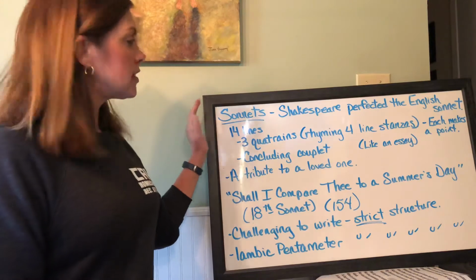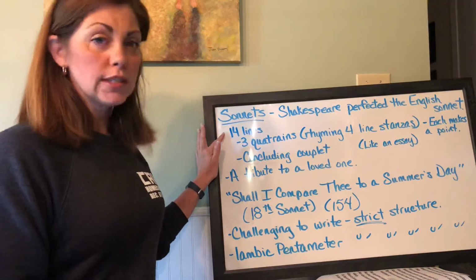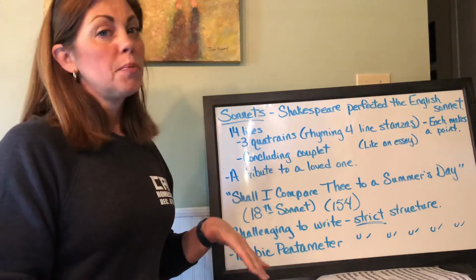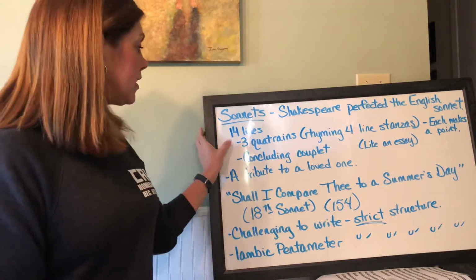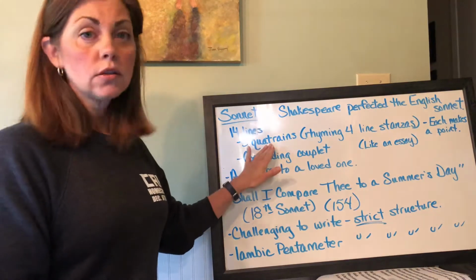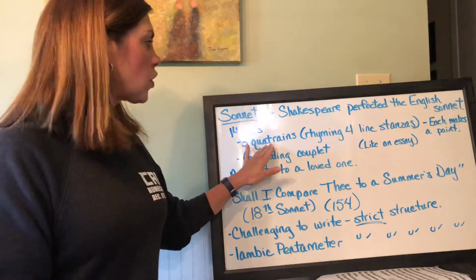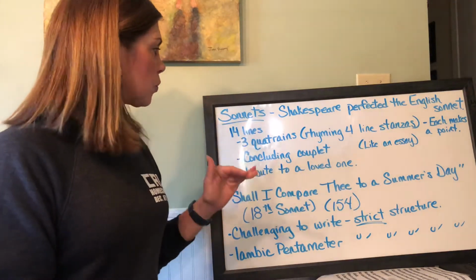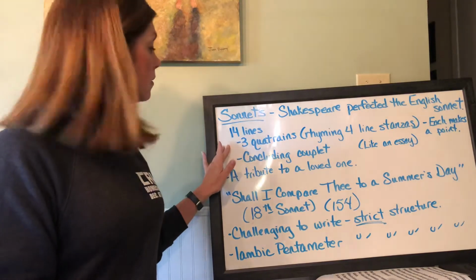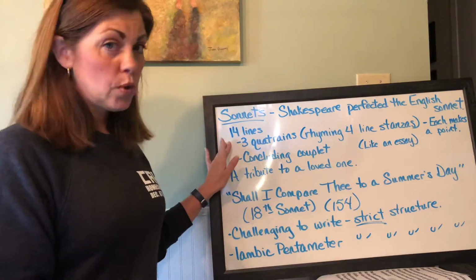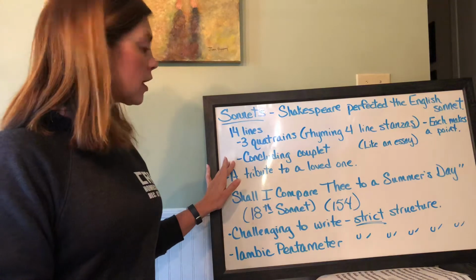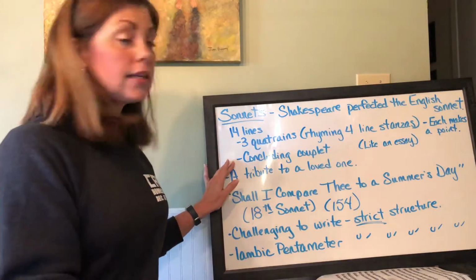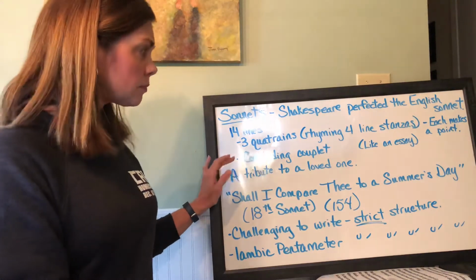A sonnet has a very strict structure. It starts with 14 lines. So there's always going to be exactly 14 lines. But even more than that, it's divided into 3 quatrains. So quad, like 4. So these are 4-line stanzas that rhyme. They have a certain structure with their rhyme. There are 3 of these. And then that would make 12 lines. And then you add 2 more. You end with a concluding couplet. So that's 2 lines that rhyme with each other. The ending words are the words that rhyme.